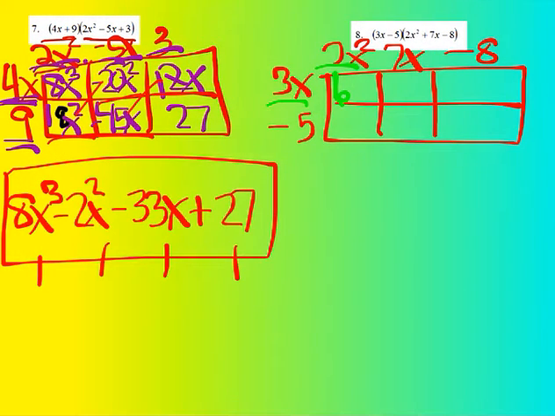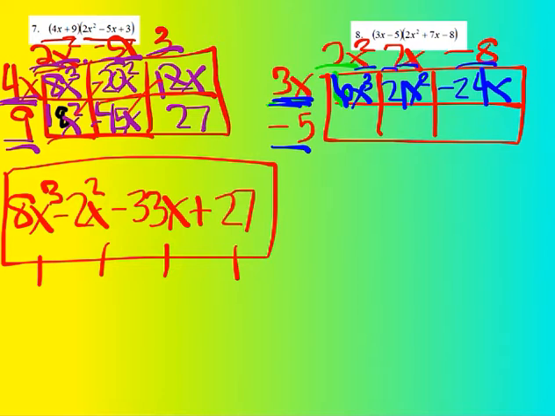6. And then x to the first times x squared is going to give me x cubed. And then 3 times 7 is 21. X to the first times x to the first is x squared. 3 times negative 8 is a negative 24. And then we're going to go ahead and tack on that x with it. 5 times 2 is going to give me a negative 10, since it's a negative 5.